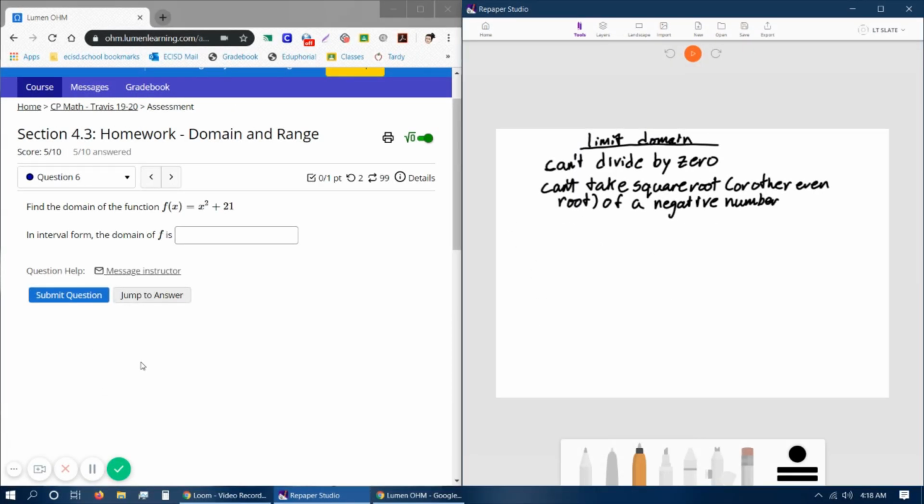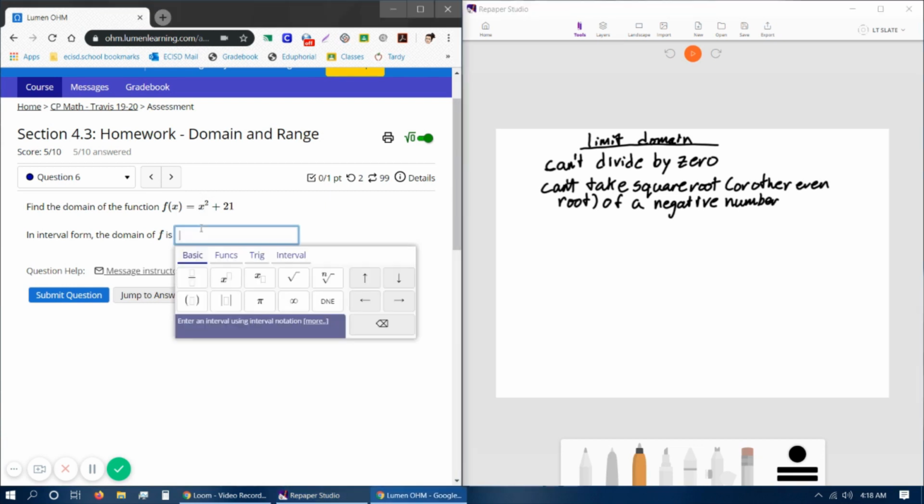Similar to question 5, question 6 wants me to find the domain of the function f of x equals x squared plus 21. Remember that the only things that can limit the domain are dividing with a variable or taking the square root or even root of a variable. Since neither of those are happening in this function, there are no limits on the domain. This means the domain is all real numbers from negative infinity to positive infinity. I can enter this answer as parentheses negative infinity, comma, infinity, close parentheses.